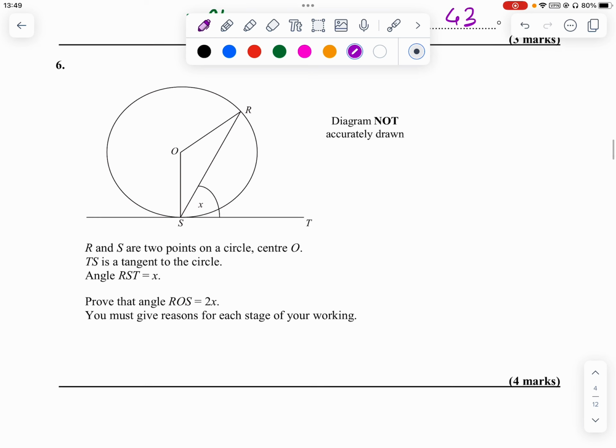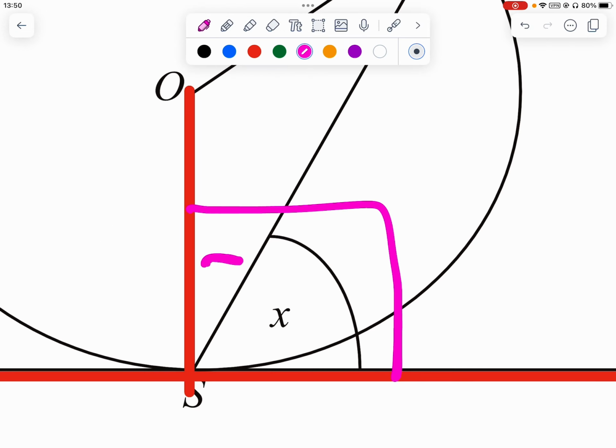Question number 6. R and S are 2 points on the circle with center O. TS is a tangent to the circle. Angle RST equals x. Prove that ROS equals 2x. So we have to prove that ROS equals 2x. We know that this is the radius and this is the tangent. Angle between the radius and the tangent is going to be 90 degrees. So the remaining angle will be 90 minus x.